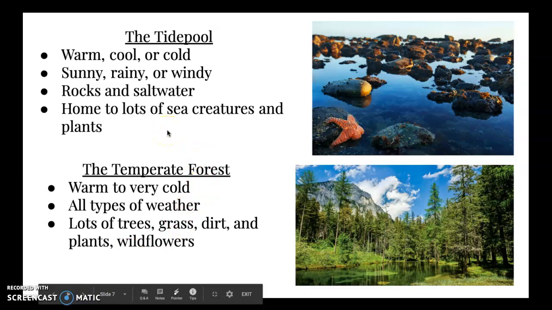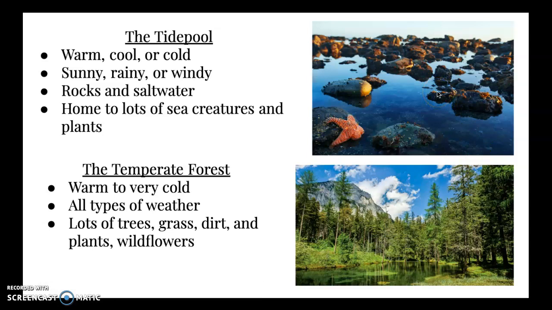Our next ecosystem will be the tide pool. The tide pool isn't quite the ocean. It's the part right before the ocean, close to the ocean, but not quite open water. It's where there's a lot of rocks. It's usually pretty shallow. This is where you find all those cool clams and shells and starfish, and sea anemones as well. It's warm, cool, or cold depending on where it is.